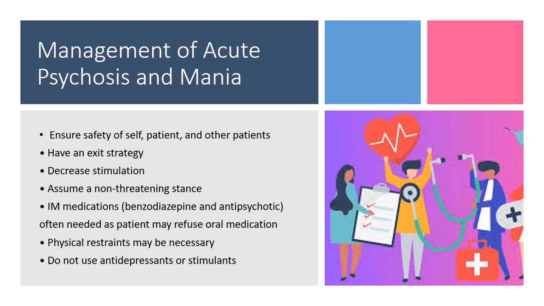The management of acute psychosis and dementia. It's important to ensure safety of self, patient, and other patients. Have an exit strategy, decrease the stimulation of the patient, assume a non-threatening stance, and intramuscular medications can be considered such as a benzodiazepine and antipsychotics in cases where patients refuse to take oral medications. Physical restraints may be necessary in some cases, and avoid the use of antidepressants or stimulants.